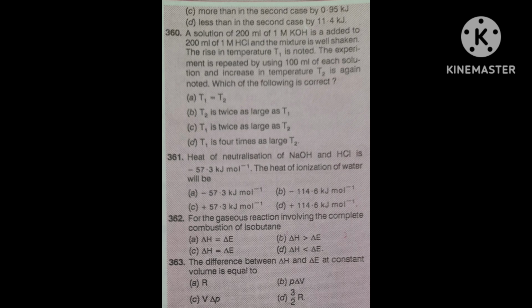Next question. Heat of neutralization of NaOH and HCl is minus 57.3 kilojoule per mole. The heat of ionization of water will be: first, minus 57.3 kilojoule per mole; second, minus 114.6 kilojoule per mole; third, plus 57.3 kilojoule per mole.